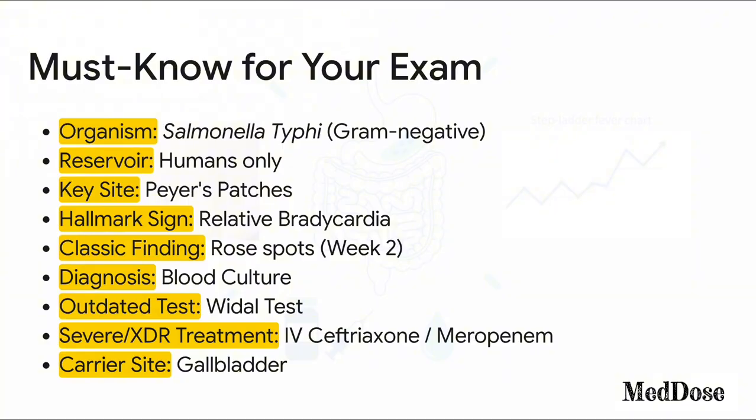Gold standard for diagnosis, blood culture. The outdated test you need to know about, the Widal test. Treatment for severe cases, IV ceftriaxone. And for XDR, meropenem. And finally, where does it hide in a chronic carrier? The gallbladder. You got this.